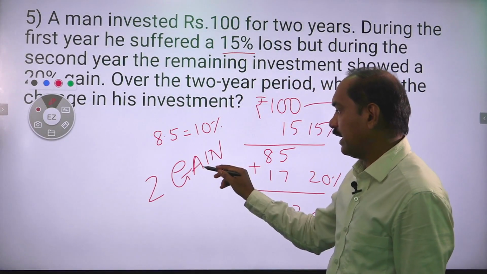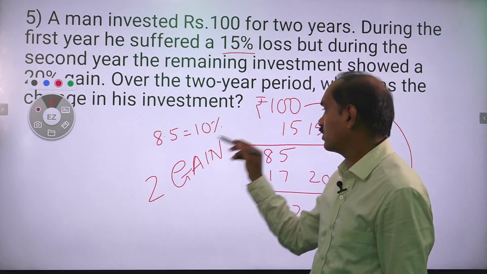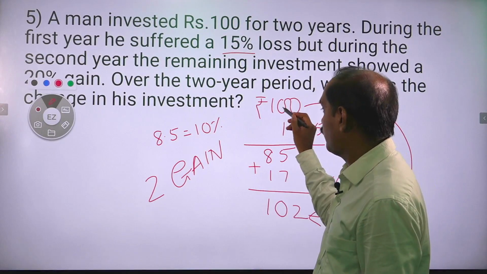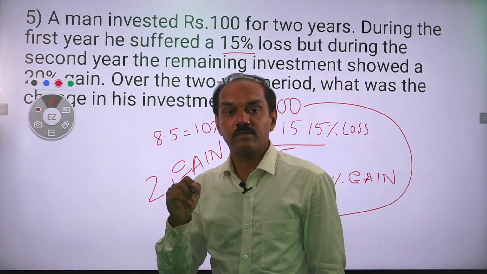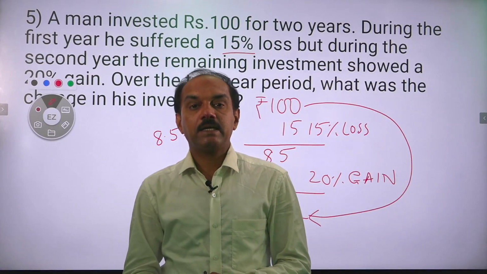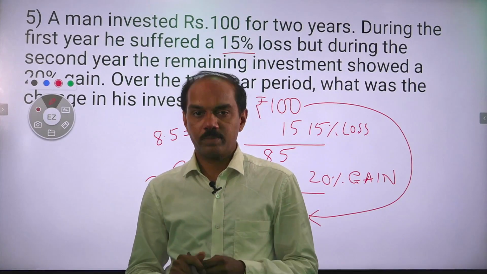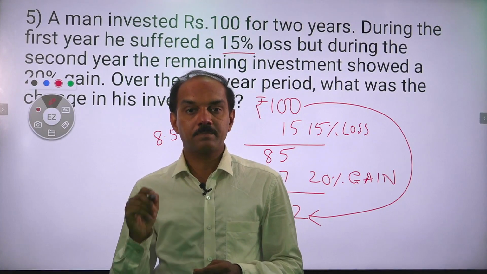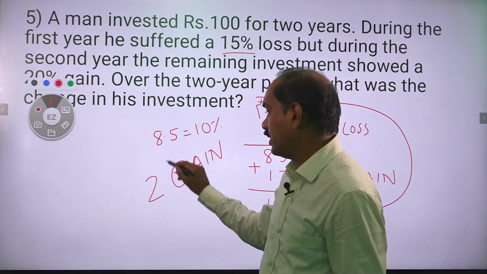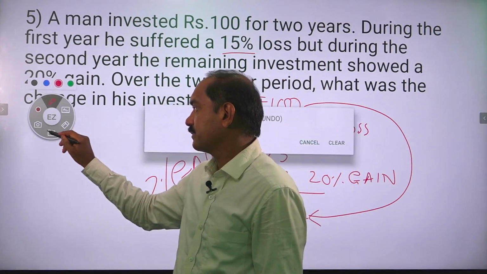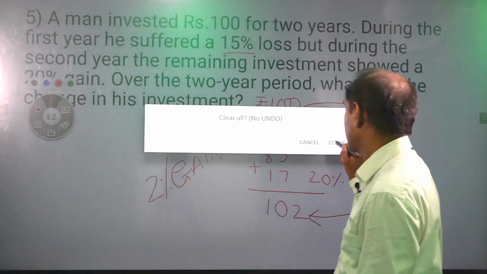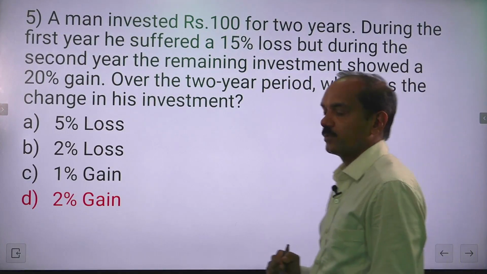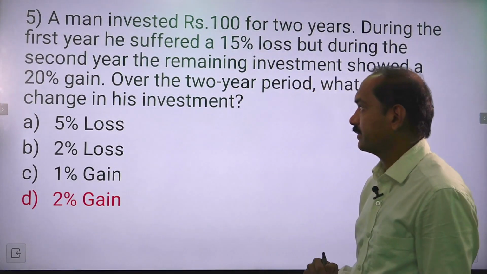And this gain or loss is always on the original figure. Originally it was only 100. So for every 100 rupees of his investment, he is gaining 2 rupees. For every 100 means per 100, and per 100 means per cent. So 2% is his gain. That is the final answer. The last option should be marked.